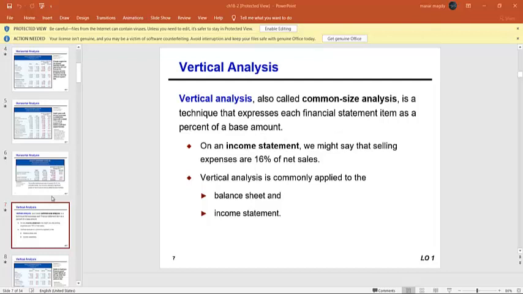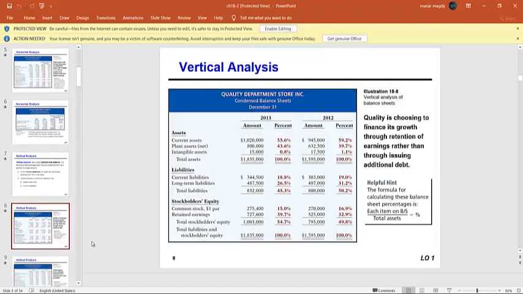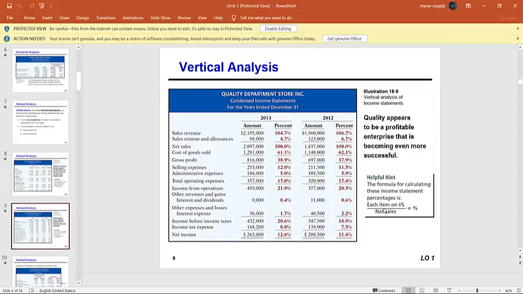As we can see here, if we refer back to the slides, you will see that vertical analysis, as we said, is applied to the balance sheet and to the income statement, and you mainly divide each item on the balance sheet by the total assets in order to get the percentage. And if you're applying it to the income statement, you divide each item on the income statement by the sales revenue, which we'll see next.